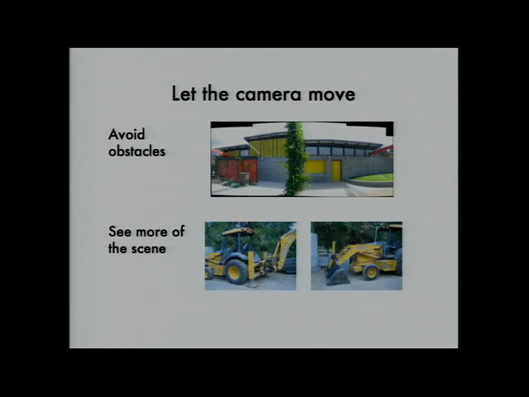It could be because we want to avoid obstacles. Like here, there is this pole in front of the building. And if I want to capture the full building, I have to move to one side of the pole and to the other side of the pole. I cannot stand still. Sometimes you just want to see more of the scene. If you love vehicles or machines like I do, then you want to see both the front and the back. You don't want just to see a single view of the machine.